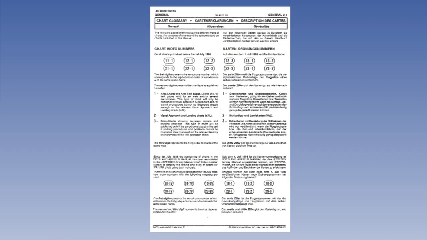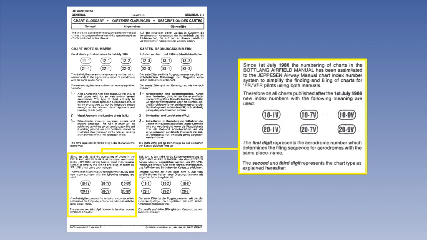After the aerodrome directory legend and explanation comes the chart glossary. The glossary briefly explains the different types of charts, the contents of charts, and the symbols used. The first part of the chart glossary, page 2.1, concerns chart index numbers. All the charts in this manual are dated after July 1986, and so the chart numbering is as shown on the bottom half of the page. This brings the numbering of these charts in line with the Jeppesen IFR system, which you have already seen earlier on this course.